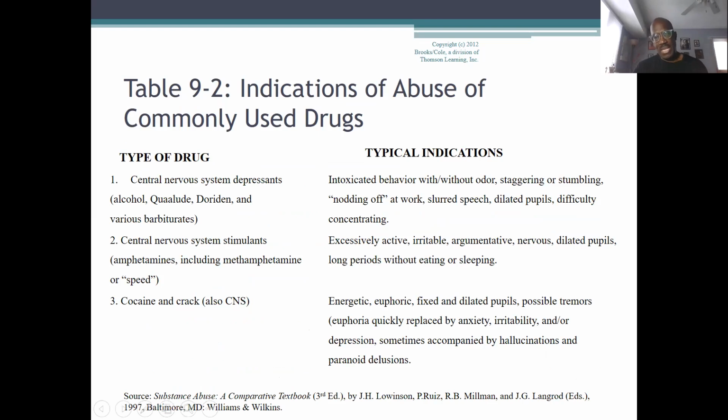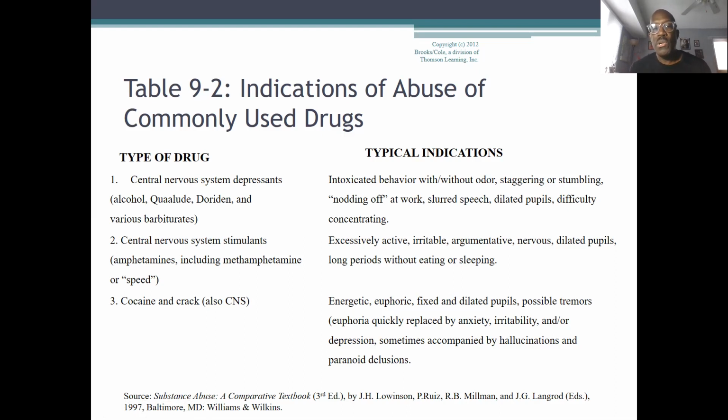There are some typical indications. If you've got people you're working with in your office and you start to see these types of typical indications located here to your right, you can start to think about and narrow down whether people might be under the influence, and the types of drugs here to your left that really facilitate these types of behaviors or indications that you might see.